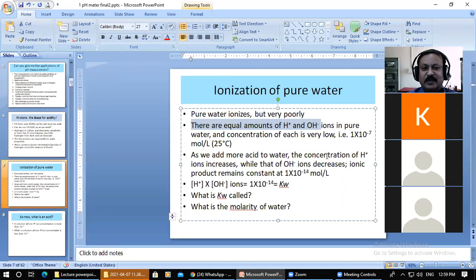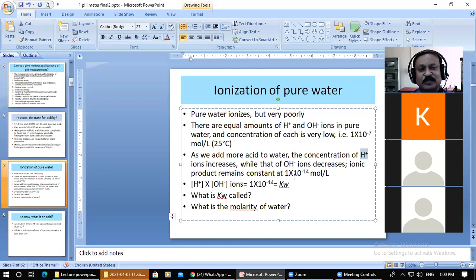Do you understand what I'm saying? If I add acid to water, and it is a strong acid, then definitely the acid will dissociate, and when the acid dissociates, it will give rise to an increase in the proton concentration, isn't it? Because acid contains protons, right? So these protons will be added to water, and therefore the concentration of protons will increase, and at the same time the concentration of hydroxyl ions will decrease, because the product of protons and hydroxyl ions is always constant.